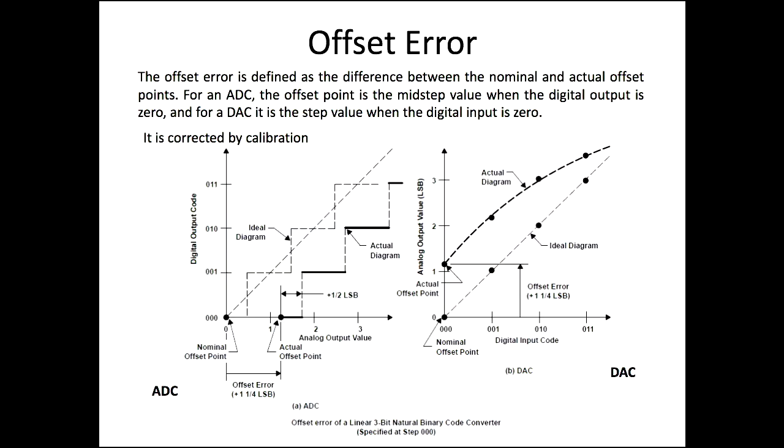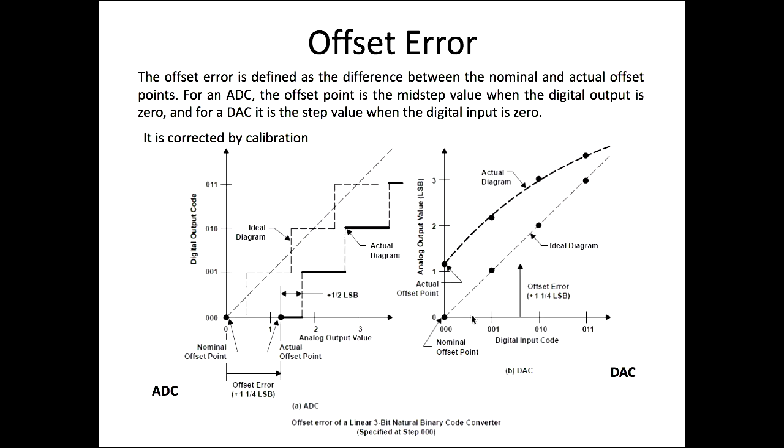Say in your ADC, 1 LSB equals maybe 1 volt. Then from 0 to 1 volt, your output should go from 000 to 001, for example. But when you change it to 1 volt, nothing will happen. Maybe when you change it to 2 volt, then you see 001. So you have a 1 volt offset. That is called offset error.